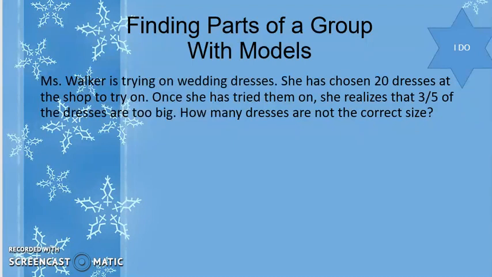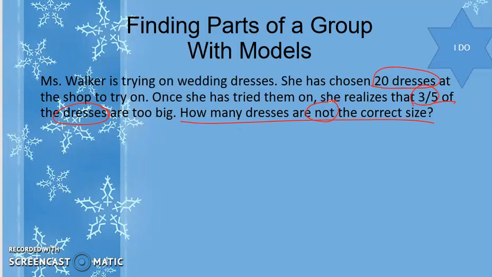So Miss Walker is trying on wedding dresses. She has chosen 20 dresses at the shop to try on. That is a lot of dresses. Once she has tried them on, she realizes that 3/5 of the dresses are too big. How many dresses are not the correct size?